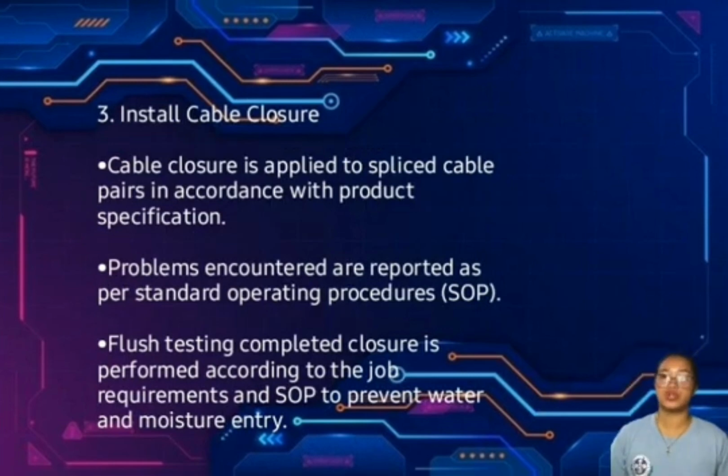Install cable closure. The cable closure is applied to spliced cable pairs in accordance with product specification. Problems encountered are reported as per Standard Operating Procedure, or the SOP. Flash testing of the completed closure is performed according to the job requirements and SOP to prevent water and moisture entry.